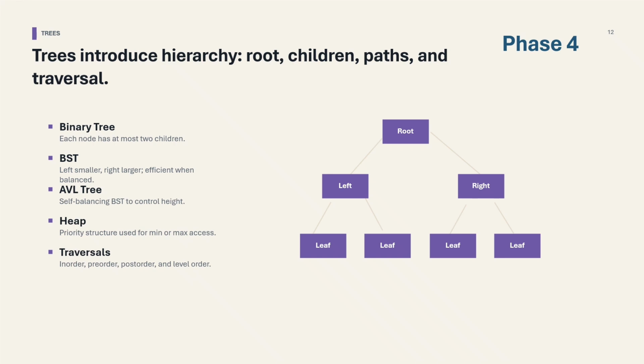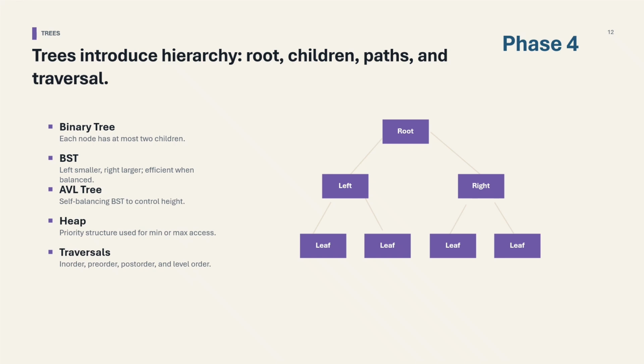Then learn AVL trees. An AVL tree is a self-balancing binary search tree. It keeps the height balanced so operations remain efficient. You should also understand heaps. A heap is a special tree-based structure used in priority queues. In a max heap, the largest element is at the top, and in a min heap, the smallest element is at the top. Then learn tree traversal. Traversal means visiting all nodes of a tree. The main traversals are in-order, pre-order and post-order.